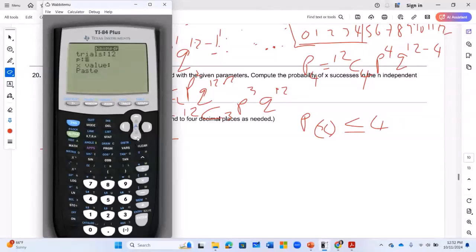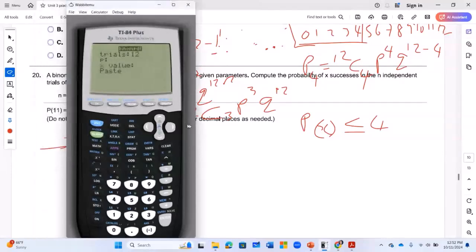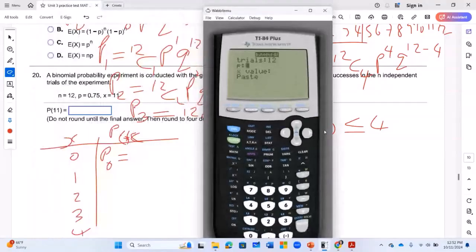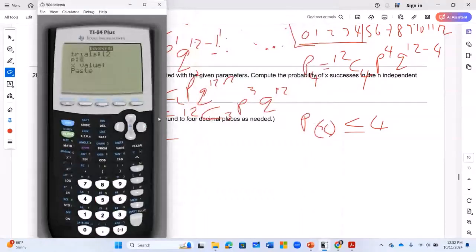Success, what is success? Success is the probability of success, and I'm told that it is 0.35. And what is x? I'm evaluating 0 first. When I finish, I'll put my answer in to 4 decimal places. I'm going to hit enter.